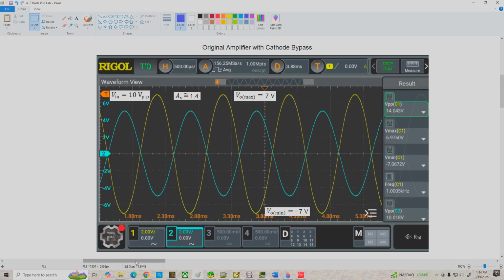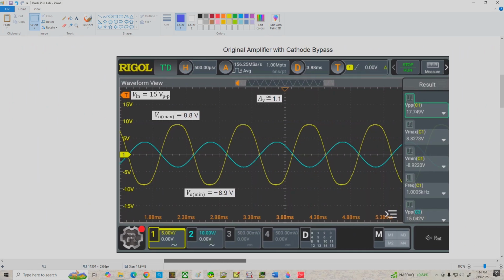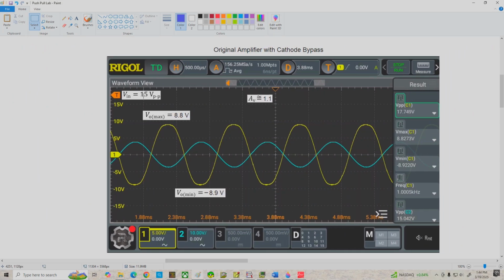So now let's turn it up a bit and see if we can get some distortion here. With 15 volts peak to peak applied, we're now starting to see some clipping occurring. It's pretty soft, but we are getting pretty much symmetrical clipping on the top and bottom. We've got about a gain of 1.1. So as we drive the amplifier into clipping, the voltage gain will drop. We've got 17.7 volts peak to peak out.